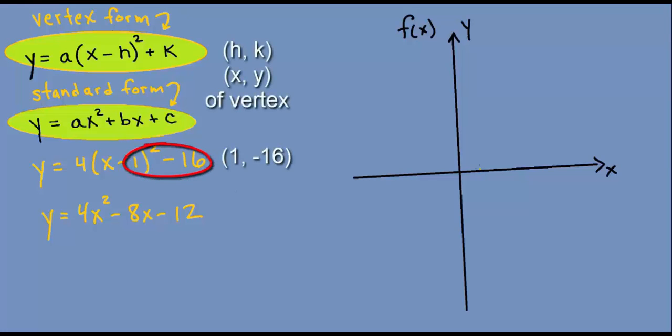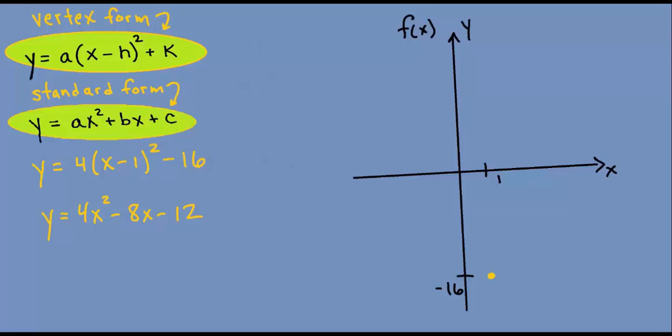So (1, -16): I'll make 1 right here, and I'll make -16 down here. Without plotting a darn thing, we know that's the vertex of our parabola from our vertex form. And we know -12 is the y-intercept from our standard form, so let's say that's about right here. Then both forms, with this 4, tell us that our parabola is going to face up because 4 is positive, and be narrow because it's bigger than 1. So I'll just sketch that in.